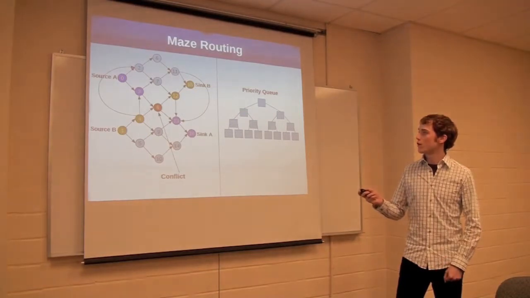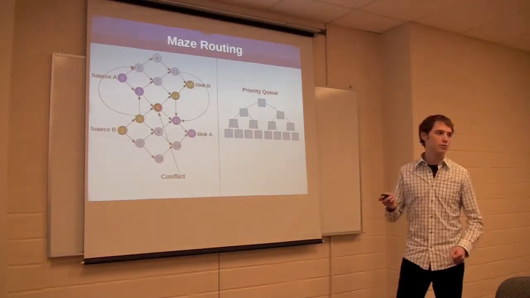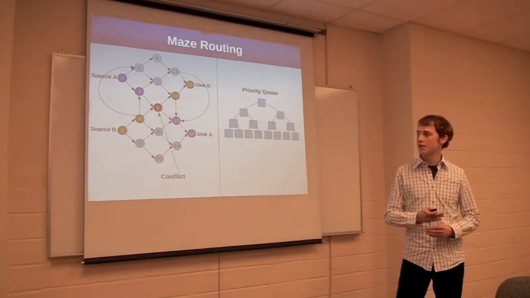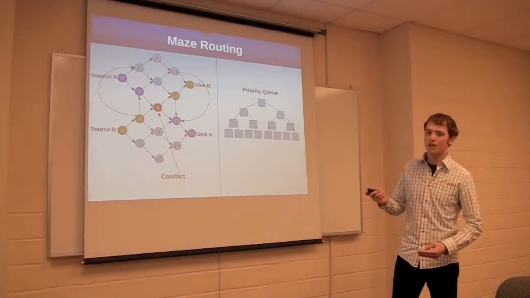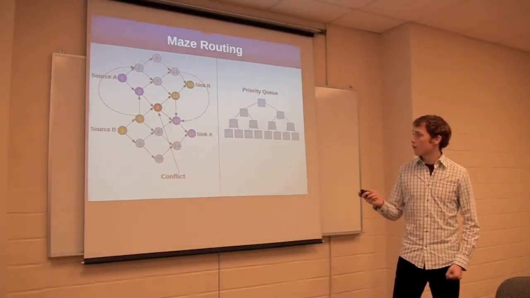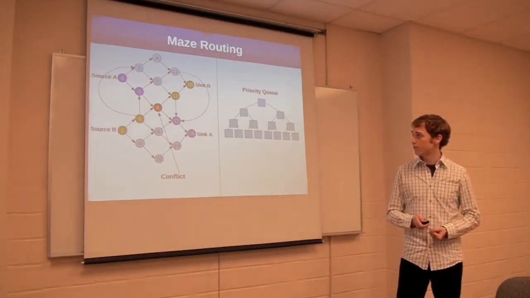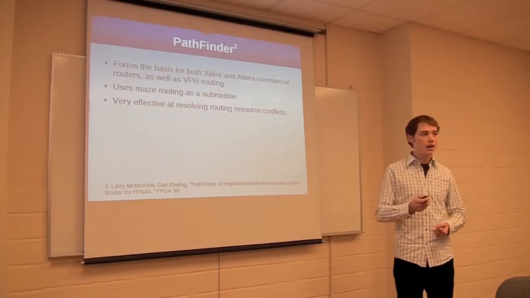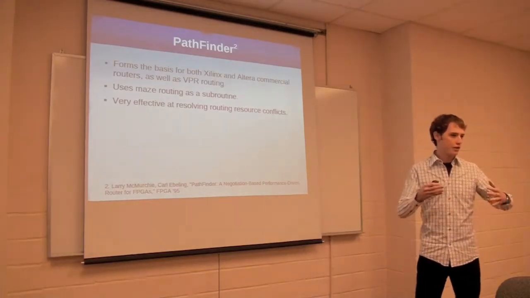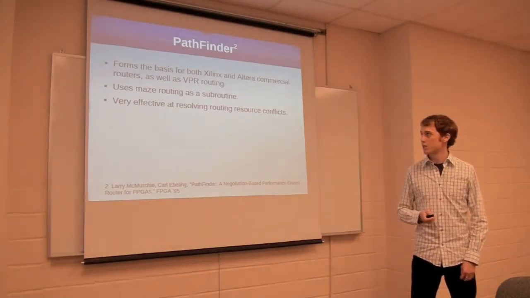Now you see there's one node in the middle that's now shared between the two signals, and that's not allowed because that's a short. So we have a conflict here, or we can say that there's congestion at this particular routing resource node. So to get around that, Pathfinder is overlaid over this basic maze routing.